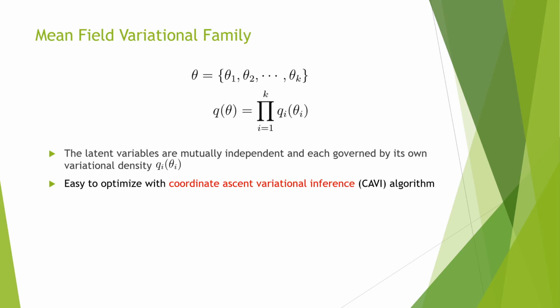So now let's talk about variational families. There are many different choices, but for this presentation, we introduce a simple yet widely used one called the mean-field variational family. The assumption is that we have a vector of latent variables theta, which contains theta 1 to theta k, and the variational density for theta is the product of the individual densities for each variable. For this setup, there exists an easy way to optimize with the coordinate ascent variational inference algorithm, which we call CAVI.